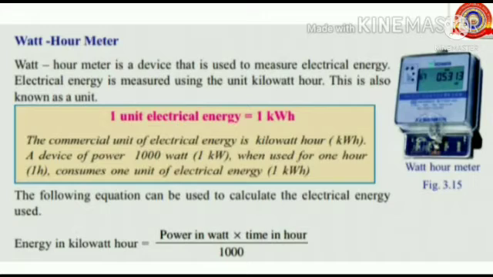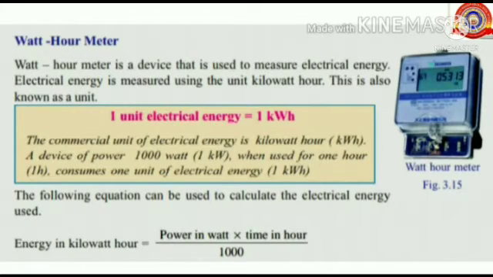Watt hour meter is a device which is used to measure electrical energy, and it is measured using the unit kilowatt hour. This kilowatt hour is also known as a unit. So let's learn what is a unit or 1 unit electrical energy. And 1 unit electrical energy is equal to 1 kilowatt hour. That means the commercial unit of electrical energy is kilowatt hour.